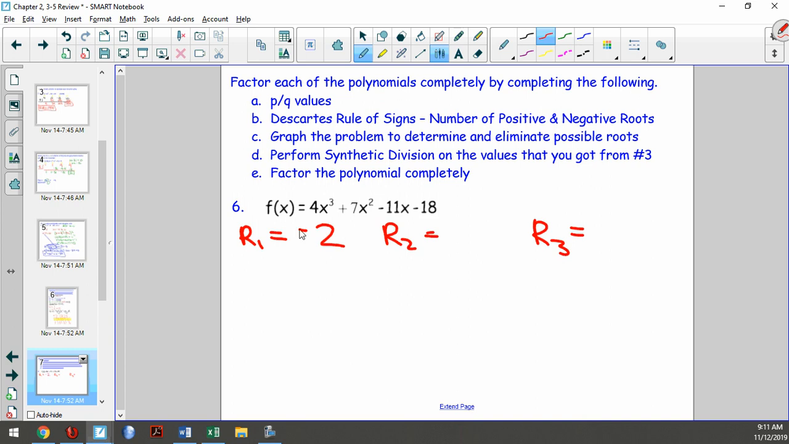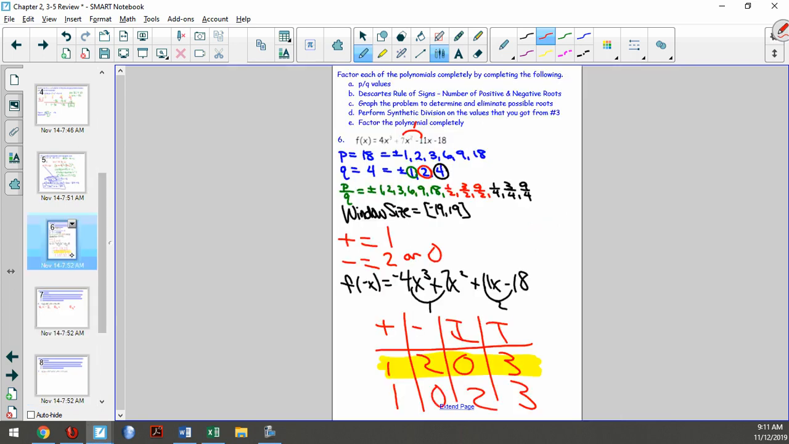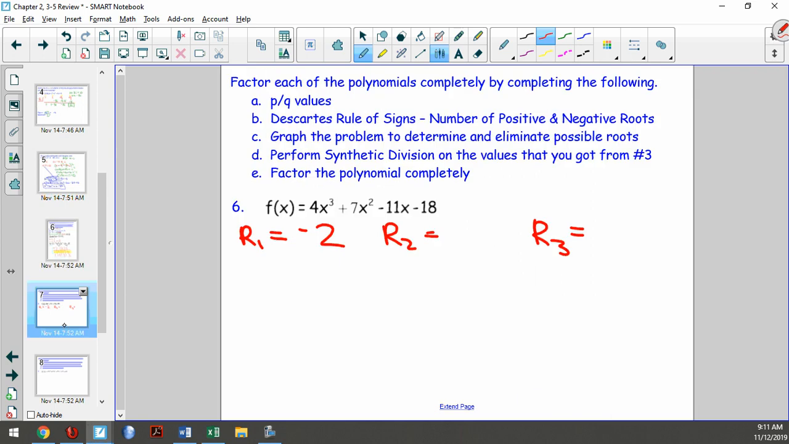The other ones, I don't really know what those are, do I? Okay? So I do know that in my P over Q list, I have 3 over 2, which is exactly 1.5. Is that helpful for me? No. I have 9 over 2, which is over 1. And I have 1/4, which is 0.25, and I have 3/4, which is 0.75, and I have 9/4. Is 9/4 going to give me what I want either? So what can you conclude about those other two decimals? They're irrational. So that means I have to do what here?